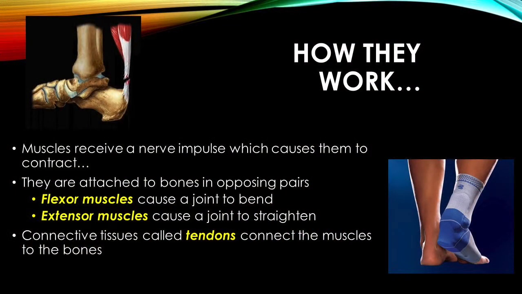Let's look at how our muscles work. Your muscles receive a nerve impulse, which causes them to contract. They are attached to bones in opposing pairs. The flexor muscles cause a joint to bend. Extensor muscles cause a joint to straighten back out.